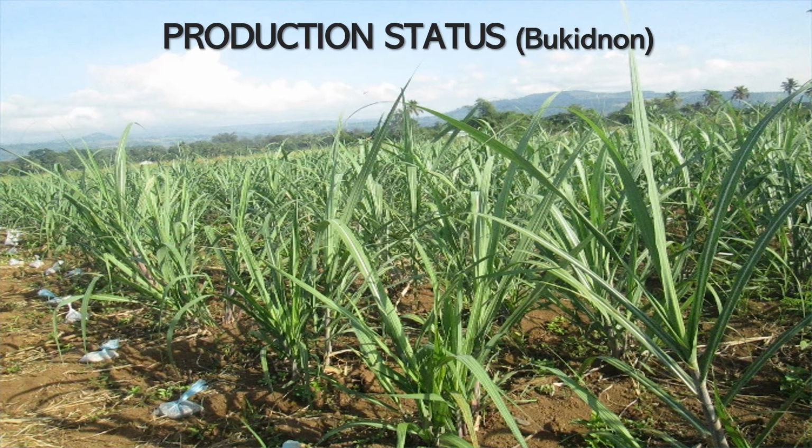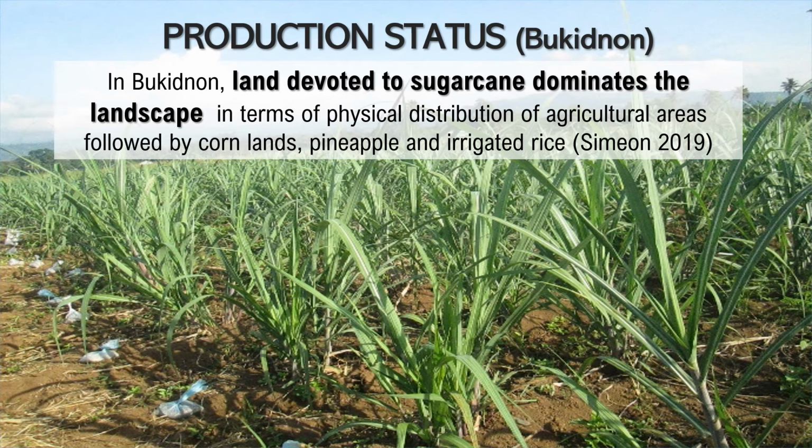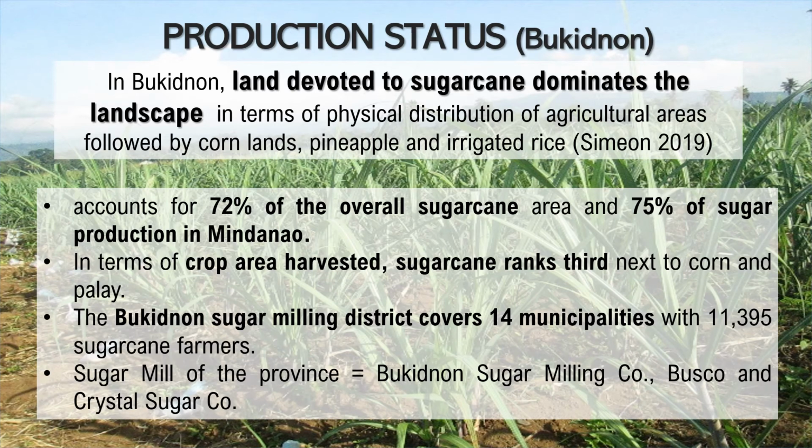Now we go local in Bukidnon. In Bukidnon, land devoted to sugarcane dominates in terms of physical distribution of agricultural areas. This is followed by corn lands, pineapple, and irrigated rice. This is according to Simeon 2019. Bukidnon also accounts for 72% of the overall sugar area and 75% of the sugar production in Mindanao. In terms of crop area harvested, sugarcane ranks third next to corn and palay.